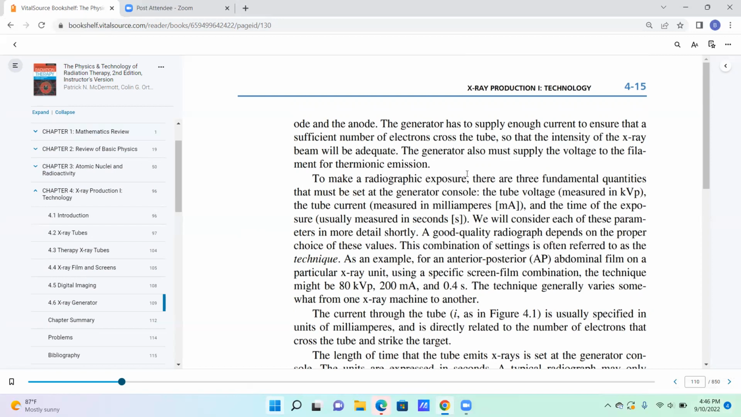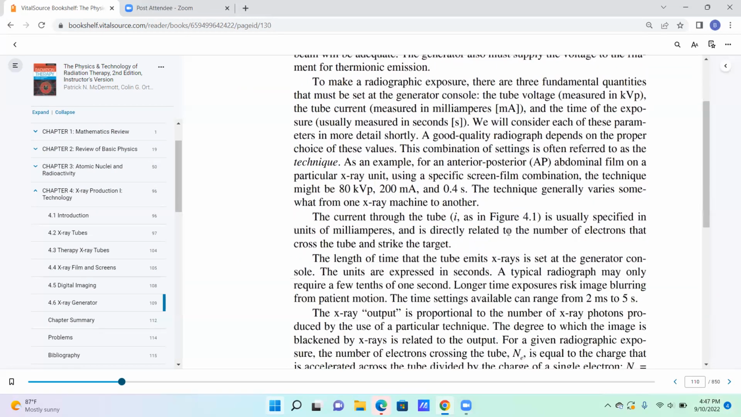So to make a radiographic exposure, you've got to have three fundamental quantities that are set. You've got the tube voltage measured in kVp, the tube current in milliamperes, and the time of exposure, usually in seconds. So a good quality radiograph depends on the proper choice of these values. This combination is often referred to as the technique. So for an example, an AP abdominal film on a particular X-ray unit using a specific screen film combination, the technique might be 80 kVp, 200 mA, and 0.4 seconds.